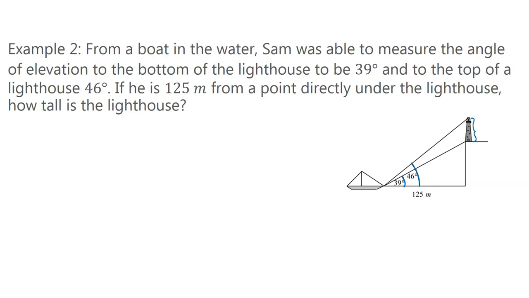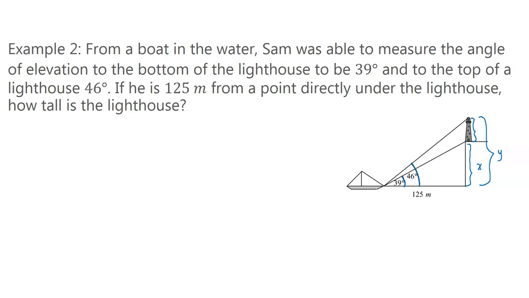So now in order to do this, we're going to use the smaller right triangle to first calculate this distance here, which we can call x. Then we can use the larger triangle to calculate this distance here, which we'll call y. And then the lighthouse will be found by subtracting x from y. So let's start by finding x.